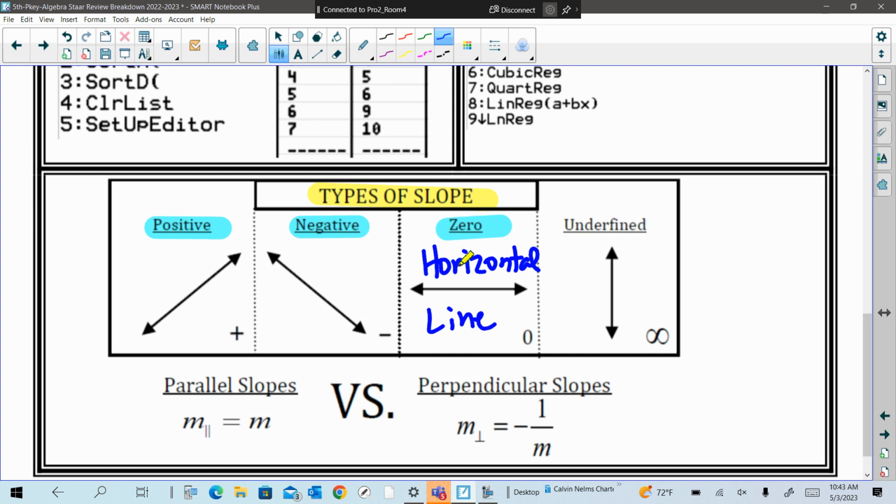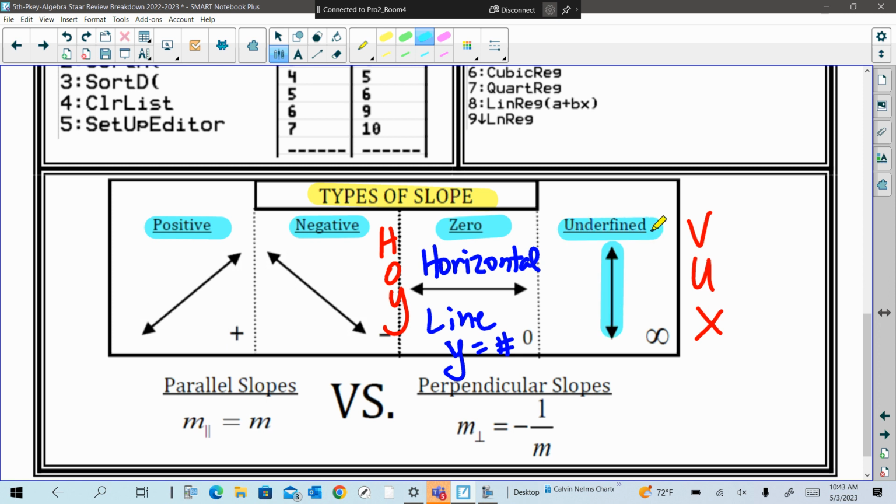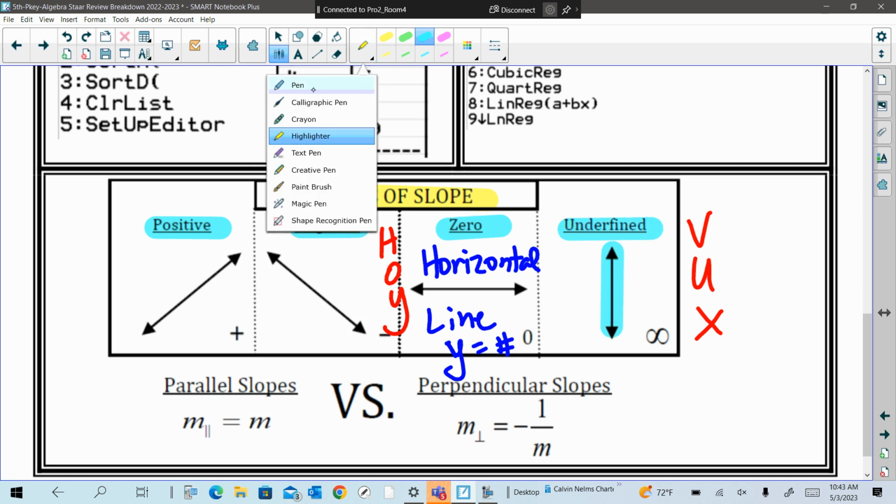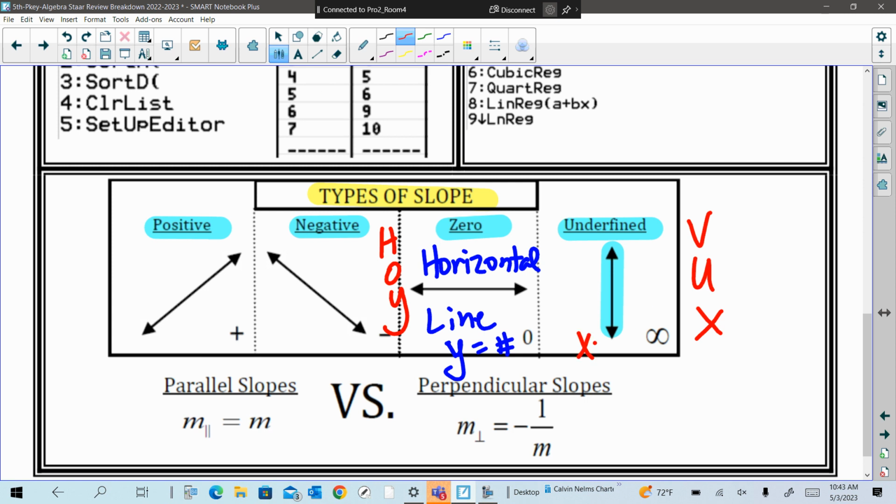Because it's horizontal, your equation is going to be y equals a number. I don't know if y'all remember, but when we did these special cases for zero and undefined, we did HOY, and then we did VUX. V is for vertical line. So for a vertical line, it's going to have an undefined slope. U for undefined, which means that it's going to be x equals a number.